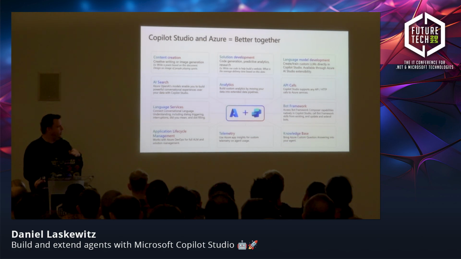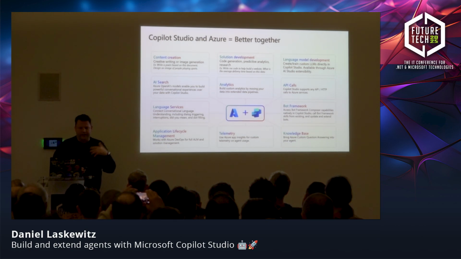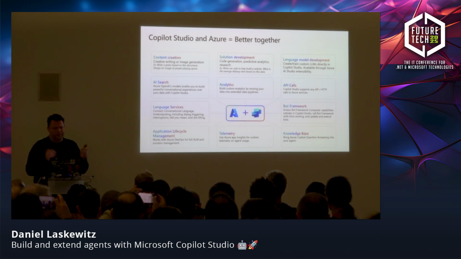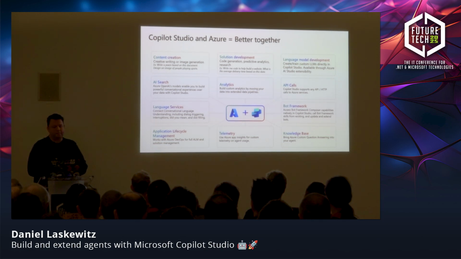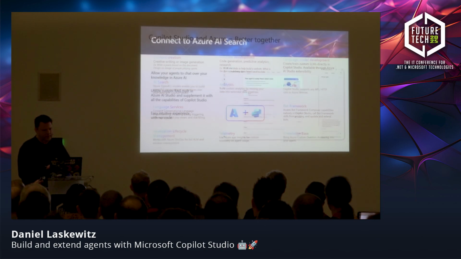Copilot Studio and Azure are integrated very well. So you can, for instance, use Azure AI Search if you want to. You can always use API calls inside of Copilot Studio to trigger some API if you want to. You can use telemetry with Azure App Insights, for instance. There are tons of possibilities available in that.